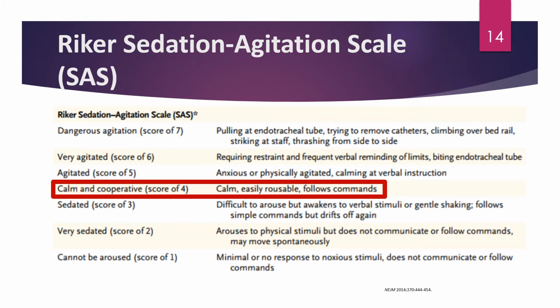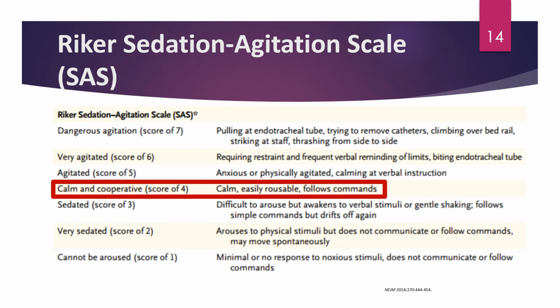And the most important one to know here is the score of 4. The 4 is basically where you are alert and calm. Anything above that, you are agitated. Anything below that, you are sedated. And for light sedation, we typically aim for a goal of 3 to 4. 3 to 4: sedated or calm and cooperative. If you are a score of 2 or 1, that is very sedated or cannot be aroused.